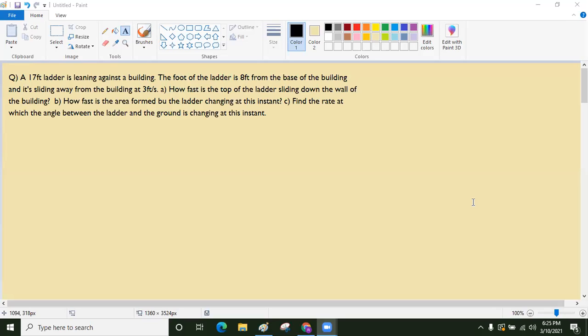And the foot of the ladder is 8 feet from the base of the building, and it's sliding away from the building at 3 feet per second. So the rest of the questions that follow after this particular piece of information are essentially based off of this scenario. So you can really think of it as there being a building here. And the idea is that there is, in fact, a ladder which is leaning on the particular building.